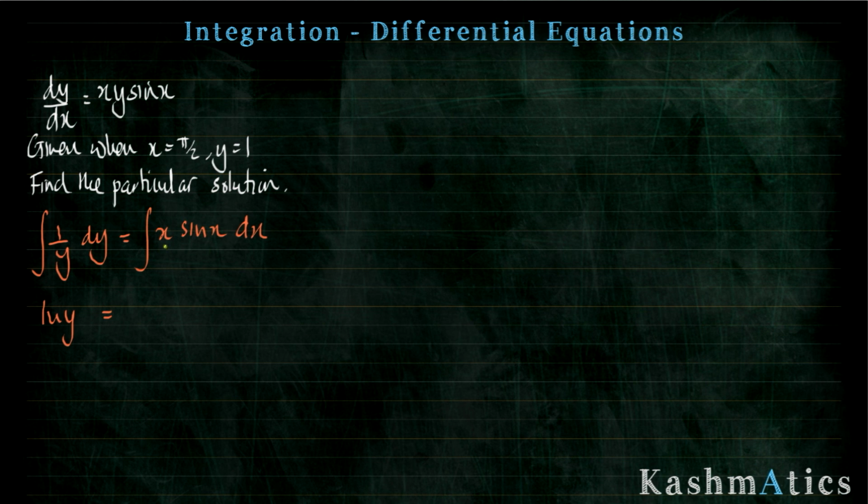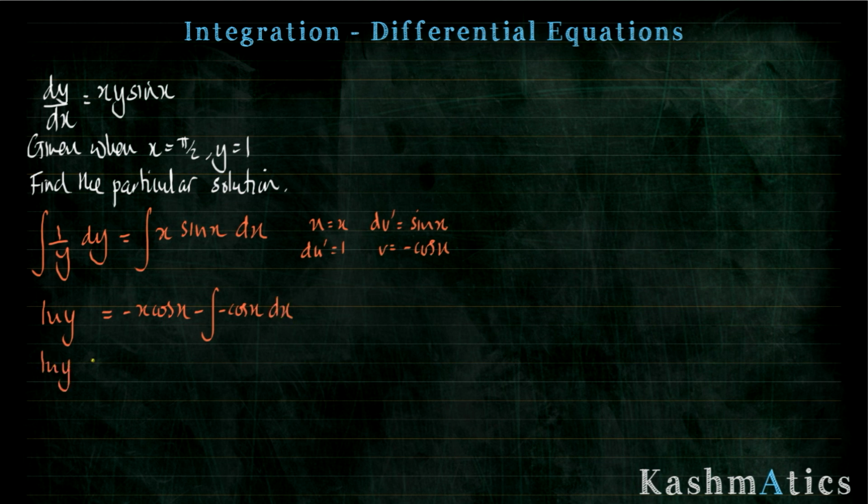But this side here, that's a product, so what I need to do is use the integration by parts method that I've shown you once before. So we need to let u equal x and dv equal sine x, which means du is equal to 1 and v is equal to the integral of sine x, which is minus cos x. So this side here becomes uv, which is x times minus cos x, so minus x cos x, take away the integral of v du, and that will be minus cos x dx.